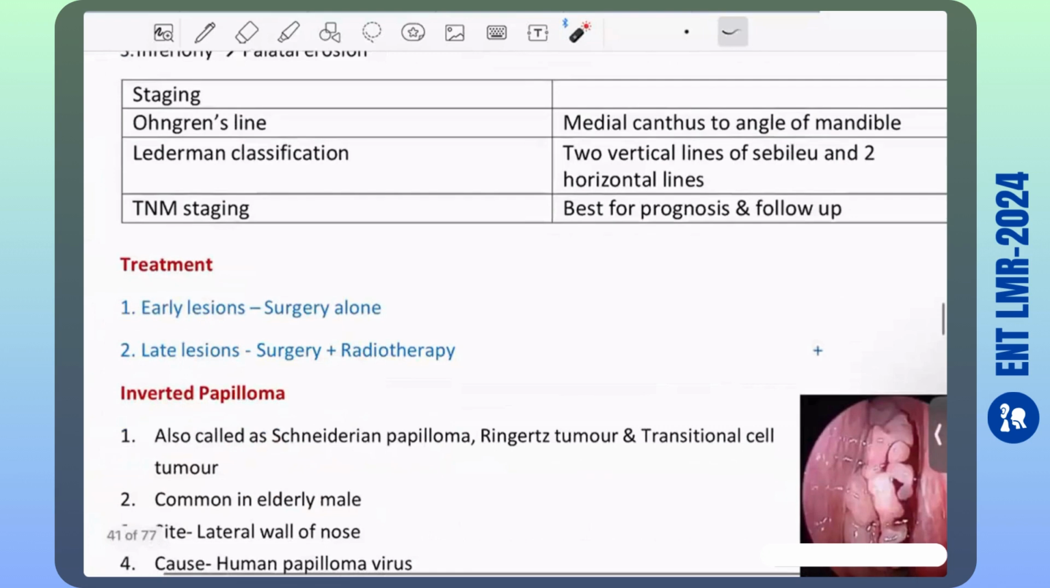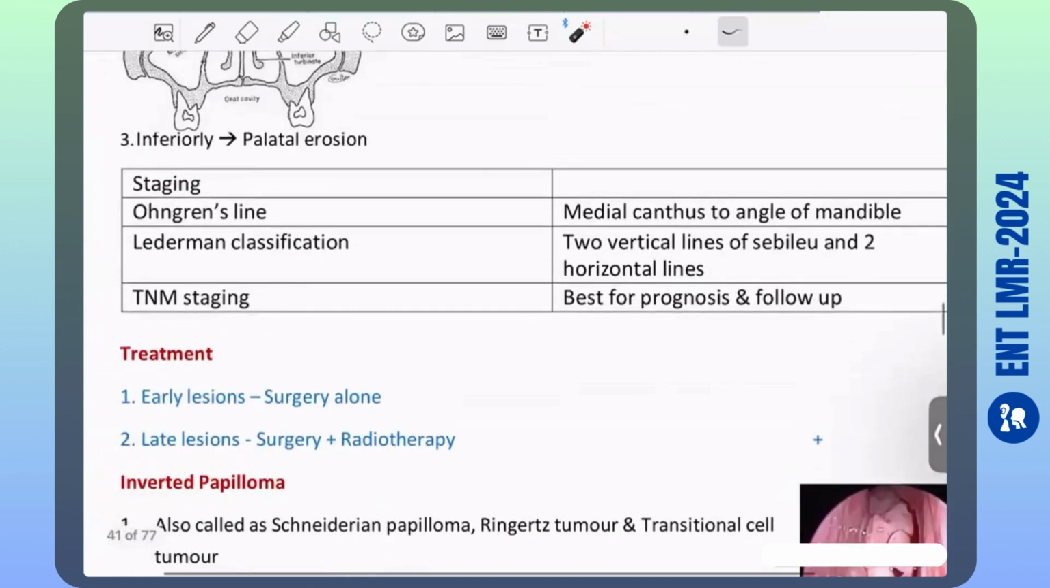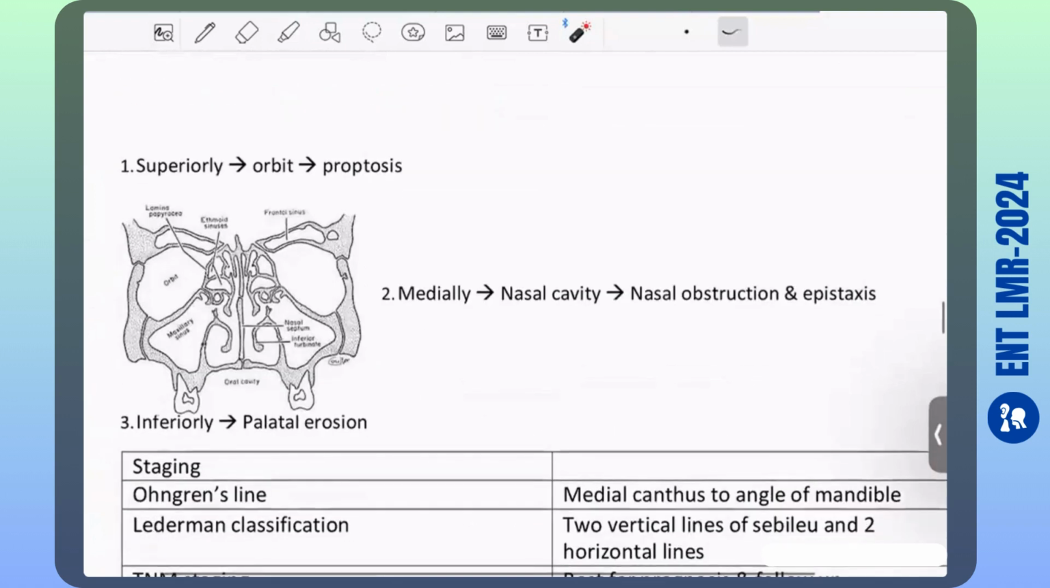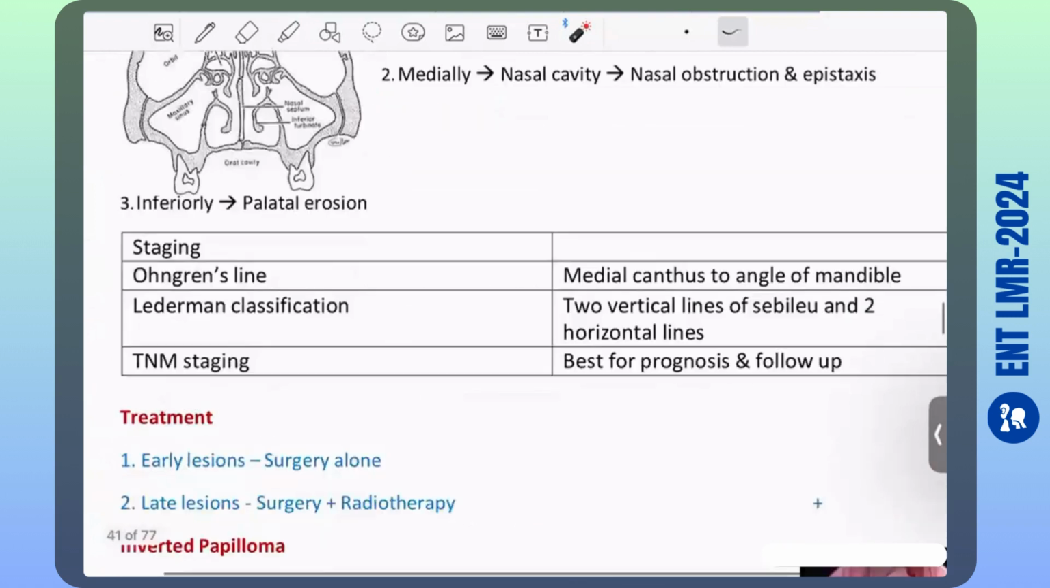So carcinoma maxilla, it's a big tumor. Early lesion, you do surgery, good result. Late lesions, you do surgery with radiotherapy. Okay. For carcinoma maxilla, the exposure is very important, the spread pattern is very important, and surgery is the main treatment.